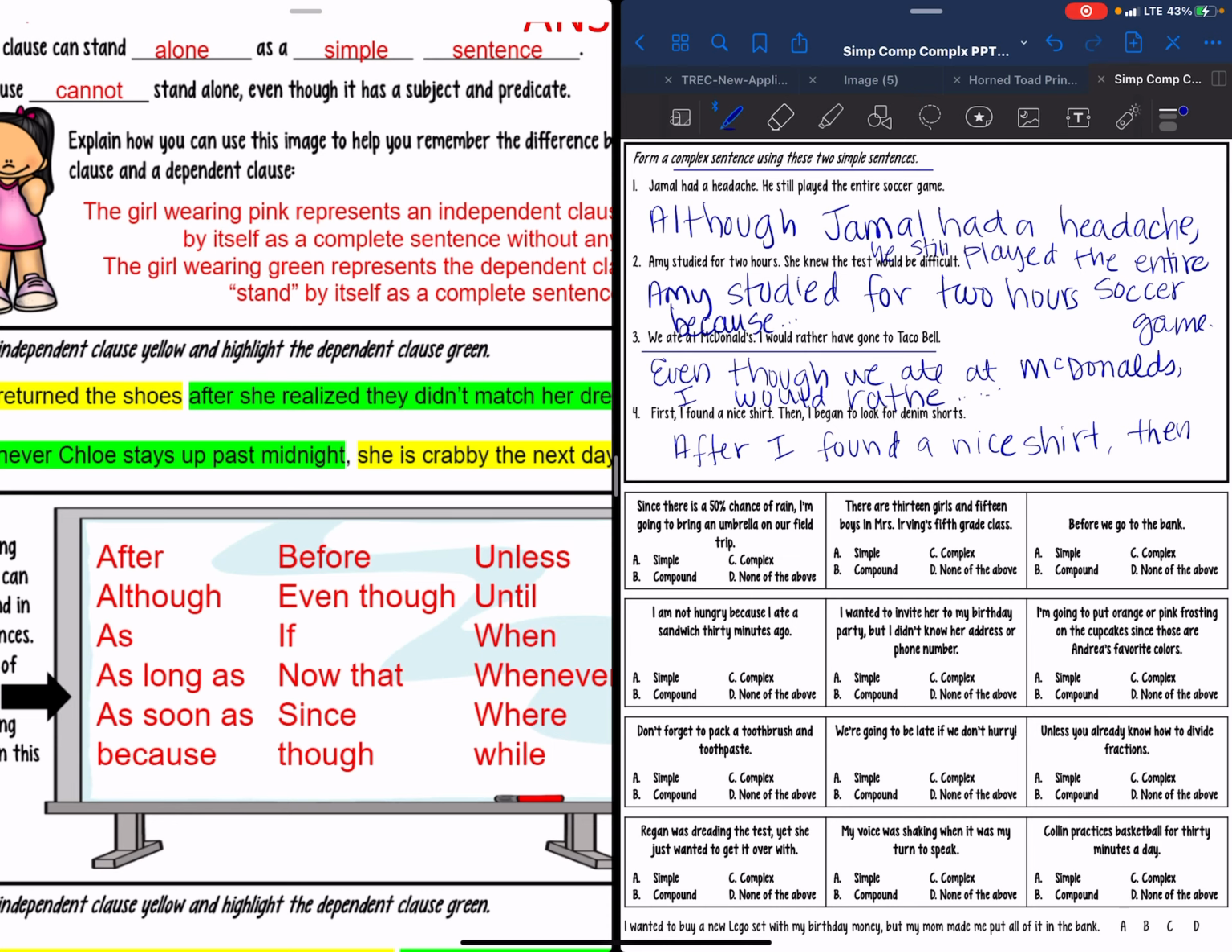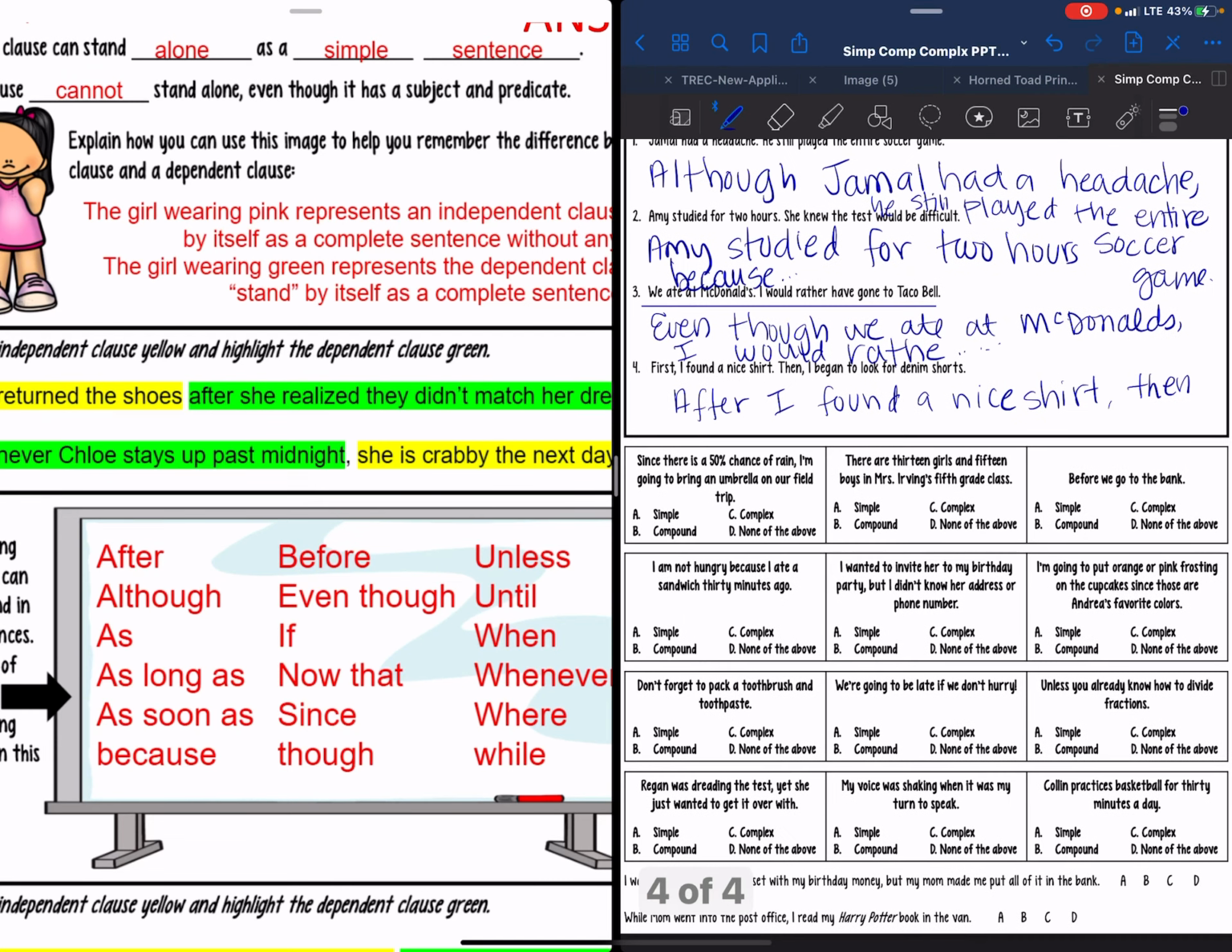So now what I want you to do is work on these: 3, 6, 9, 12, 13, 14. Quick questions. If you have any questions, you can email me or you can ask me on our Google Meet. Remember, we'll have a Google Meet every day at 10.